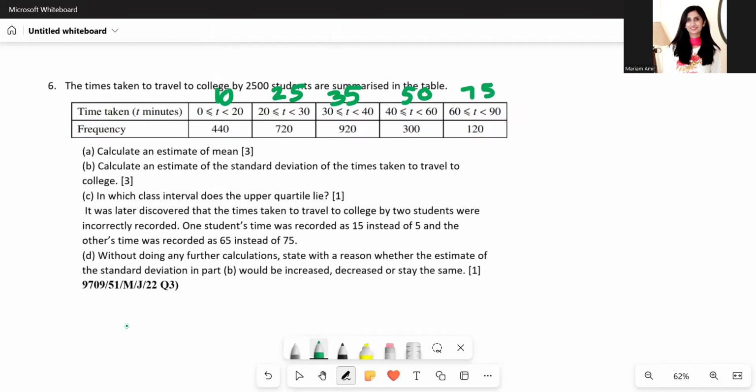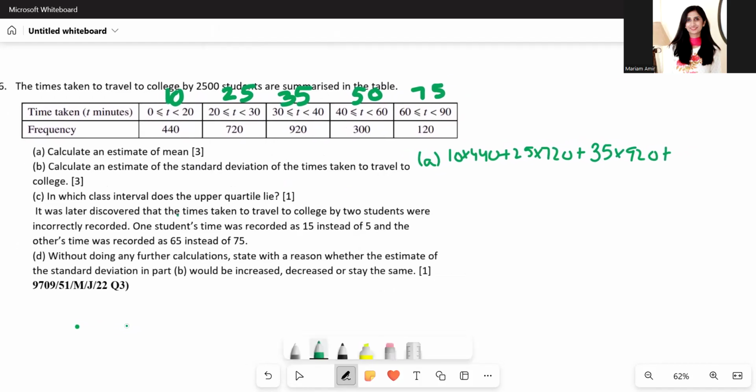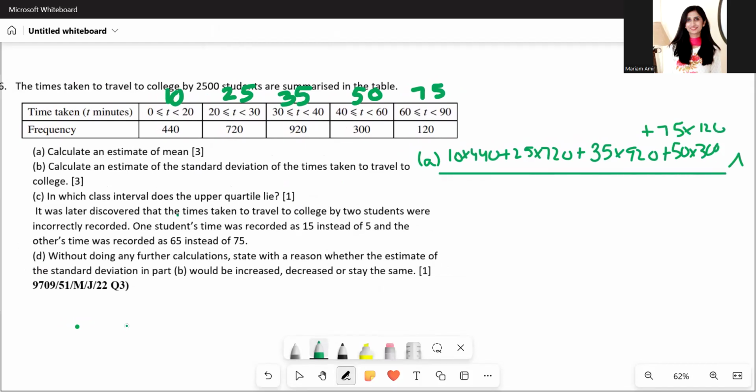Now let's apply the formula for the mean, which is mid value times frequency plus mid value times frequency plus mid value times frequency plus mid value times frequency plus the last mid value times frequency, divided by the sum of all frequencies, which is 2,500. This would come out to be 31.44.